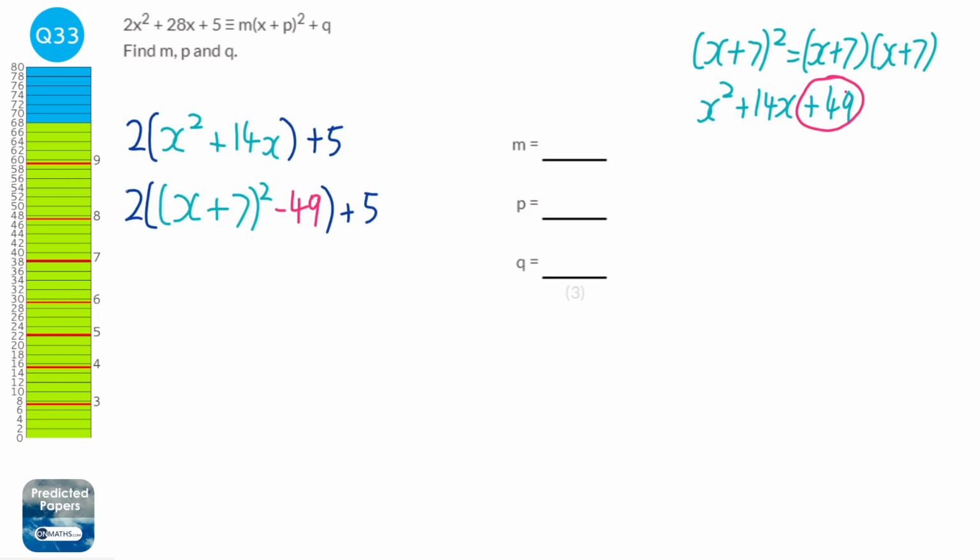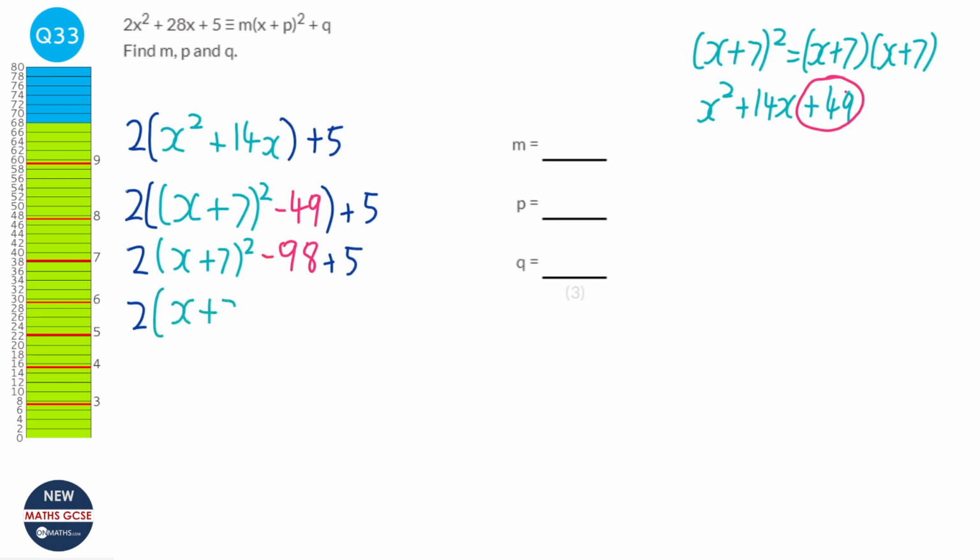Now I'm going to expand these brackets and have the 2 next to the x plus 7 squared, and 2 times minus 49, which will be minus 98, plus 5. And then all we need to do now is add the minus 98 and the plus 5 together, which should be minus 93. The m part will be the 2, the p part will be the 7, and the q part will be the minus 93.